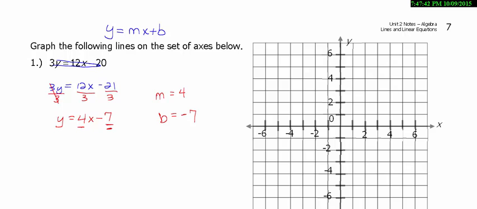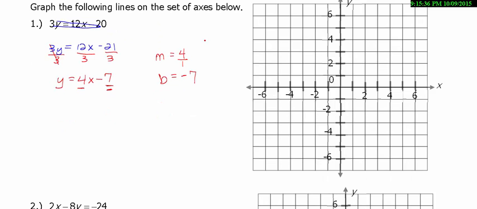We have now identified the point at which the line crosses the y-axis. So we do have m and we do have b. That will be useful in graphing this line without a table. So what the slope means here is that we will move up 4 and right 1. We do have a starting point.